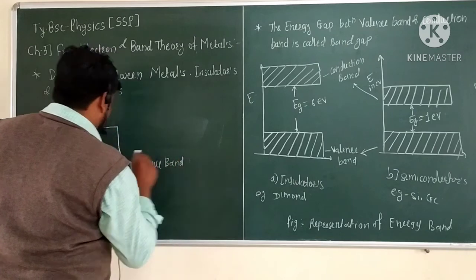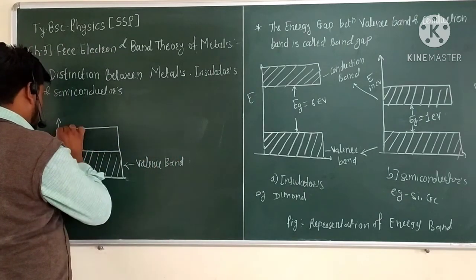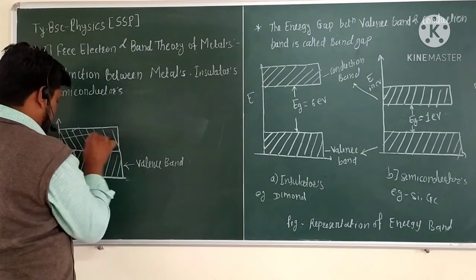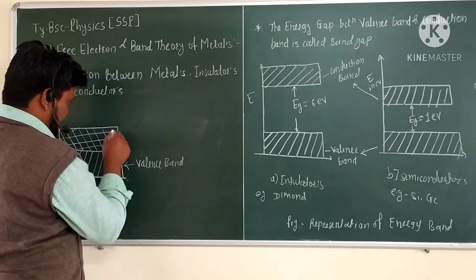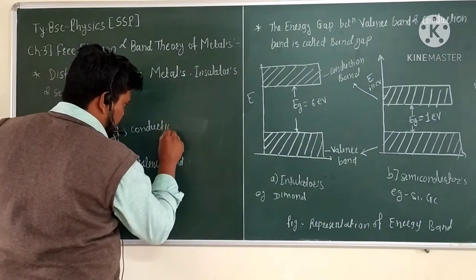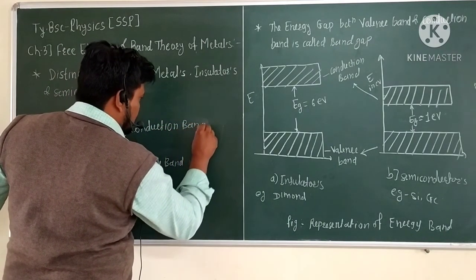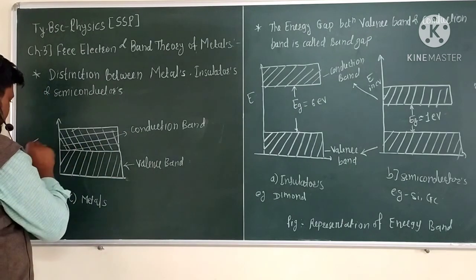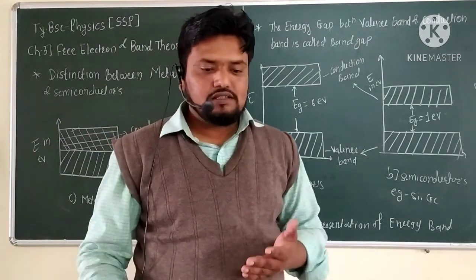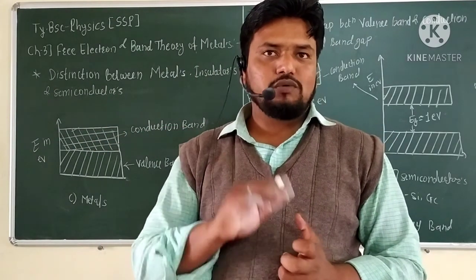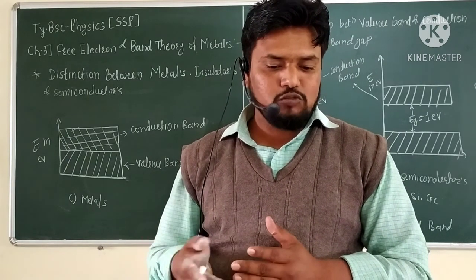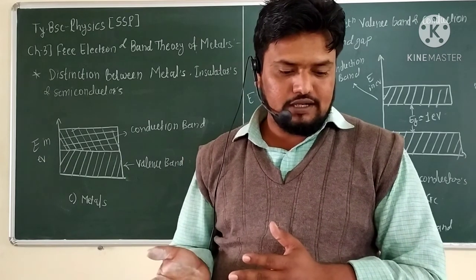The upper band is the conduction band, and the vertical axis is the value of energy in electron volts. So the overlapping of the conduction band and valence band is the property that shows metals, and examples are aluminum, copper, etc.